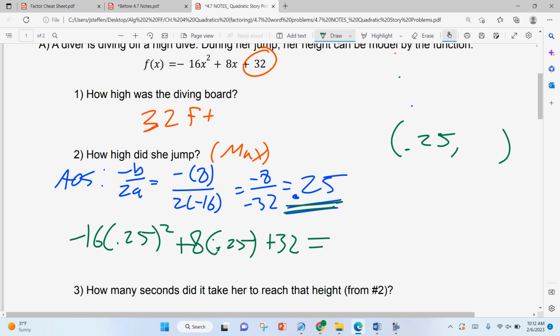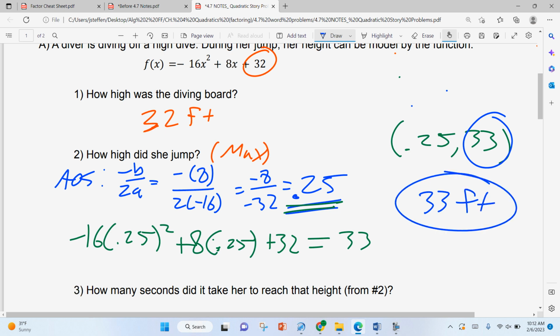And again, we did this in the graphing lesson. We did this a bunch of times. So hopefully that gave you 33. The vertex is 0.25 and 33. So what is the maximum height? Remember, the x value is the time. The y value is the height. So our maximum height is 33.